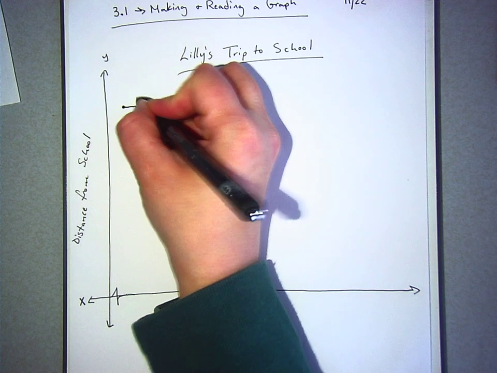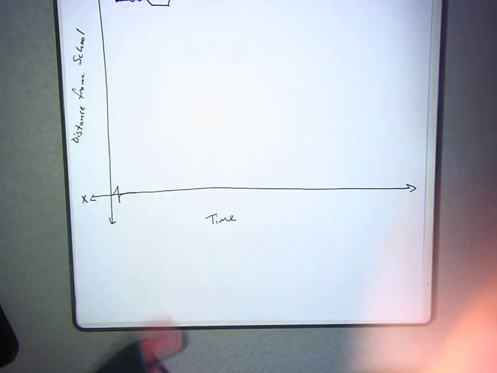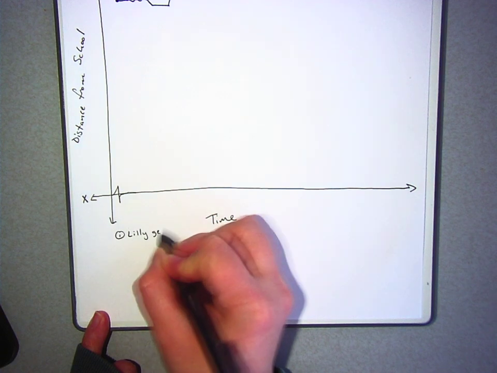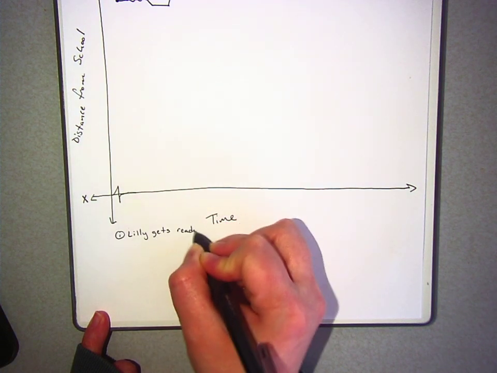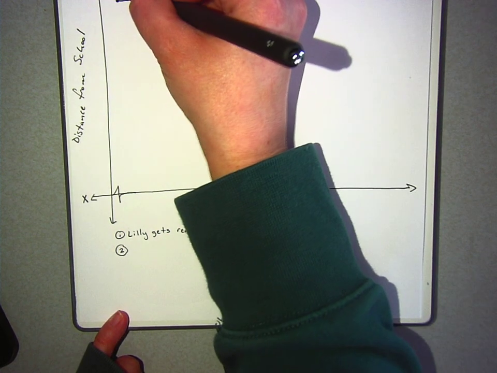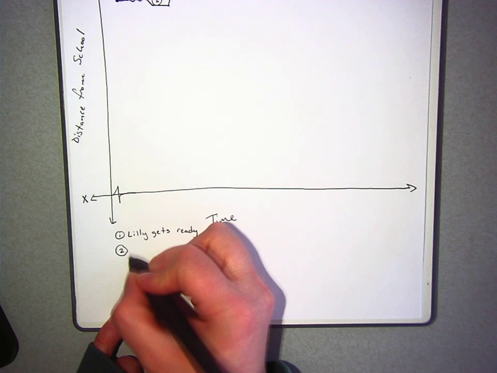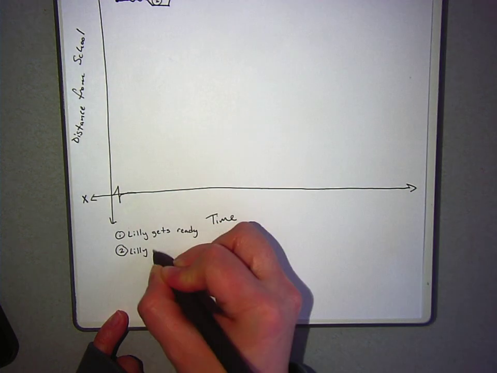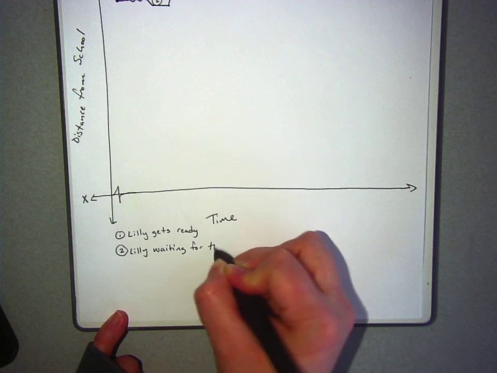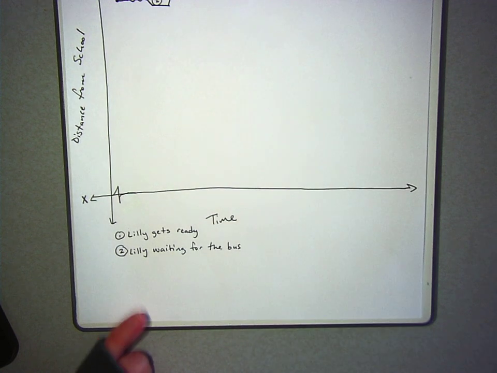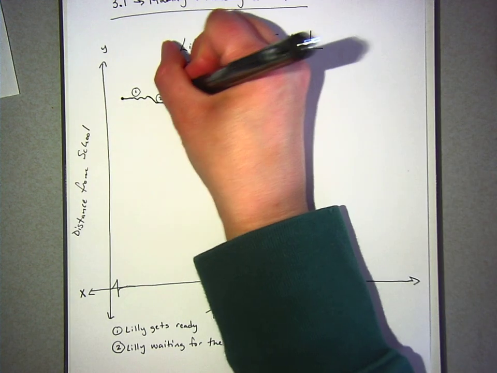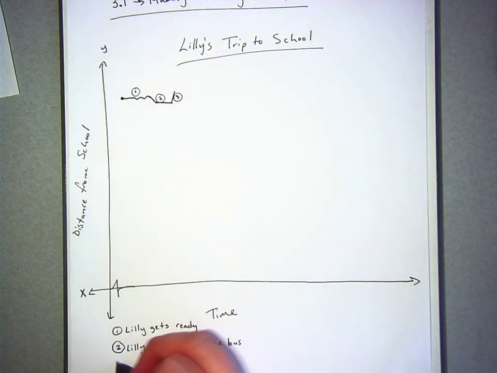I'm gonna write kind of some explanation to this. So first, I'm gonna write number 1, and we're gonna write this at the bottom. Number 1, Lily gets ready. Number 2, Lily is waiting for the bus. I put number 2 up here. 3, running back home.